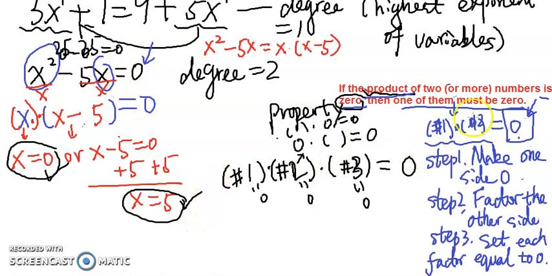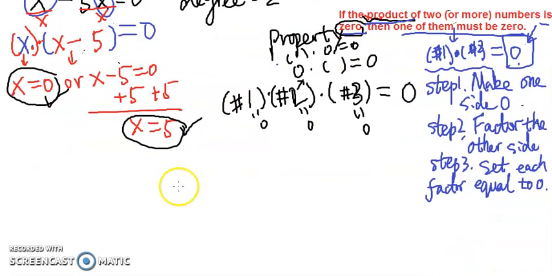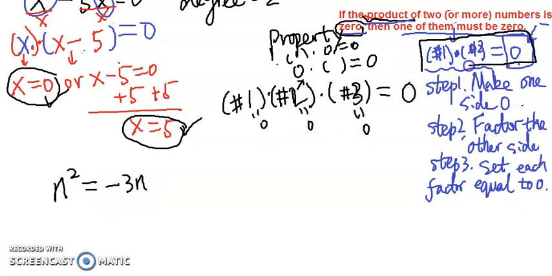So now let's look at another example. What if the other side is not a 0? So we have n squared minus negative 3n. In this case, notice that we don't have the format yet. The right side has to be 0, but it's not. So let's add 3n to both sides.